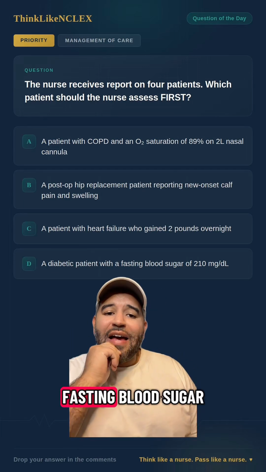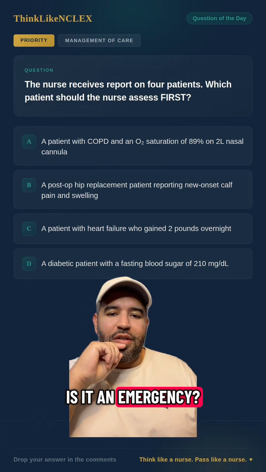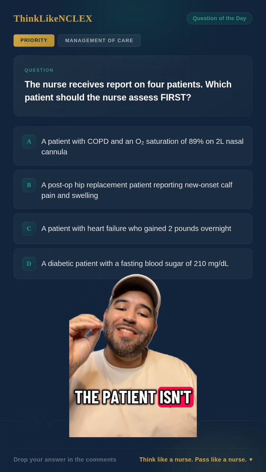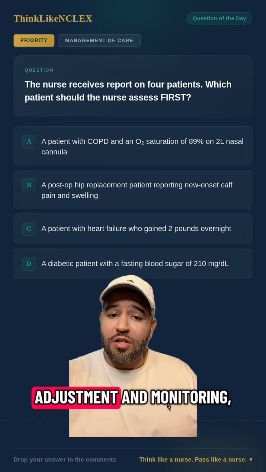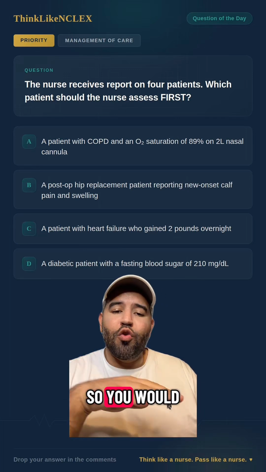Start with D, fasting blood sugar of 210. That's elevated, but is it an emergency? 210 is high, but it's not DKA territory. The patient isn't in crisis. They need medication adjustment and monitoring, but they're stable right now. So you would eliminate D.